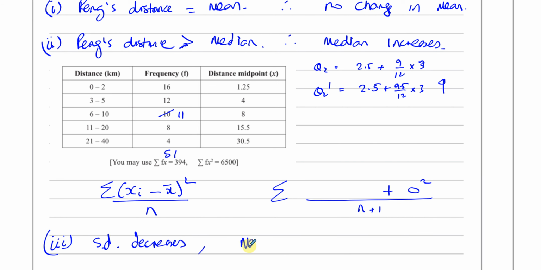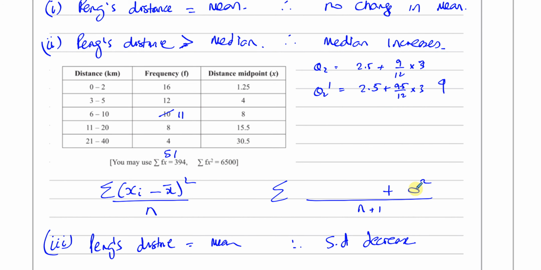The reason being that her distance is equal to the mean. So let me do it the same way I did before. We say Peng's distance is equal to the mean. Therefore, the standard deviation is going to decrease. And I hope you understand why.